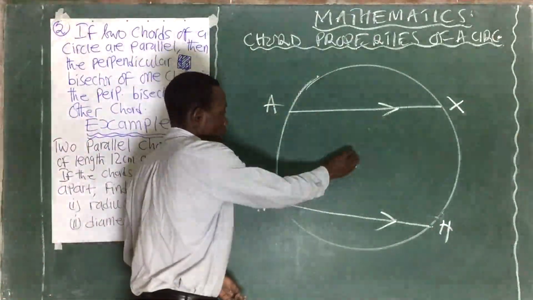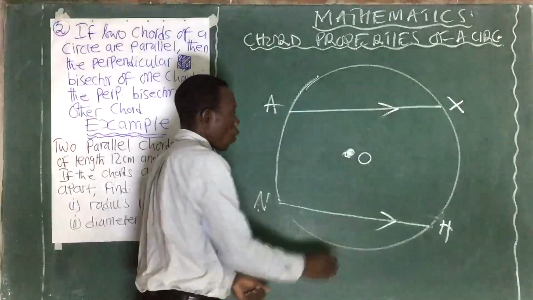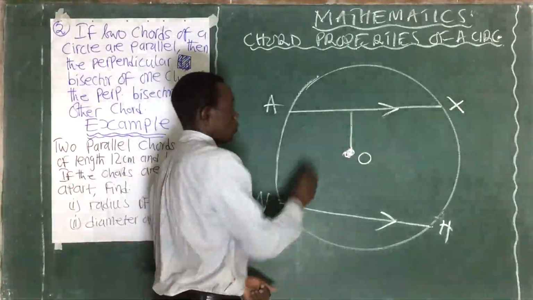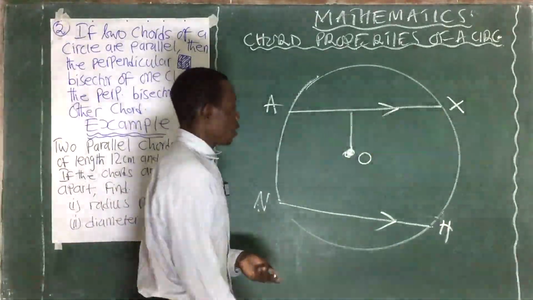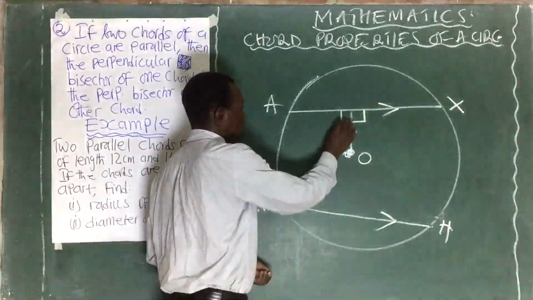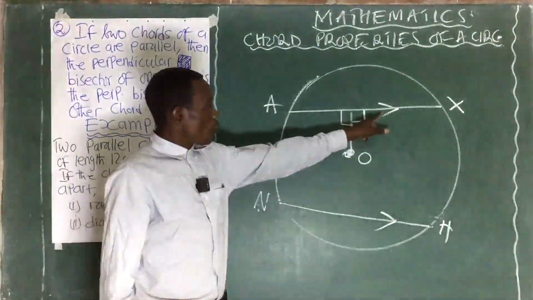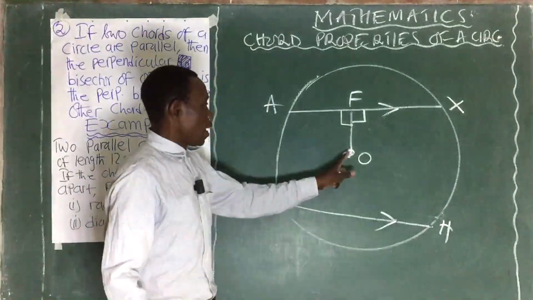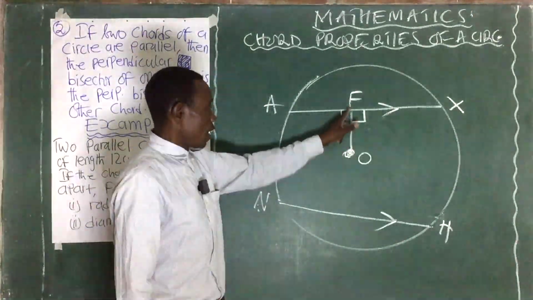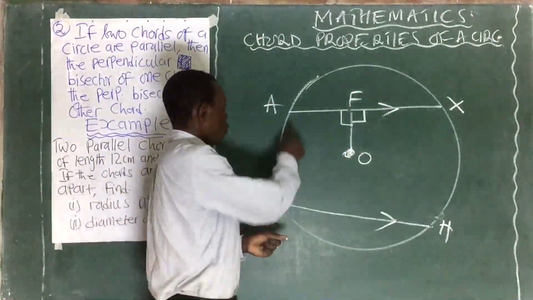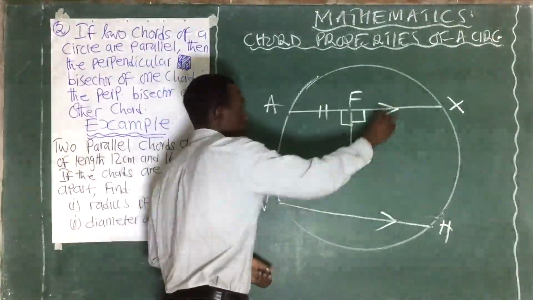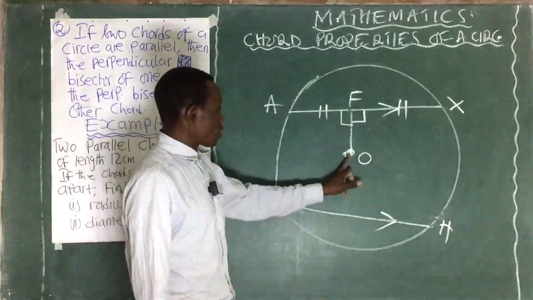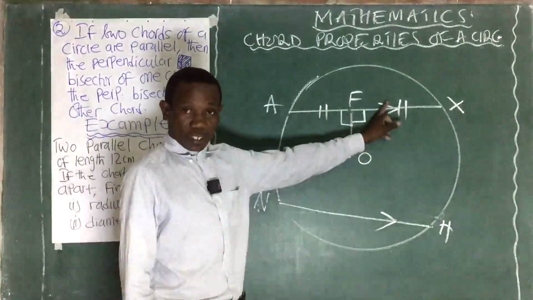What is referred to in this statement is that if we have a line from O, which is the center of the circle, going to chord AX, and this line happens to be perpendicular to that chord, let's call that line OF. We know that this line is bisecting chord AX by the previous property: a line from the center perpendicular to the chord bisects the chord.